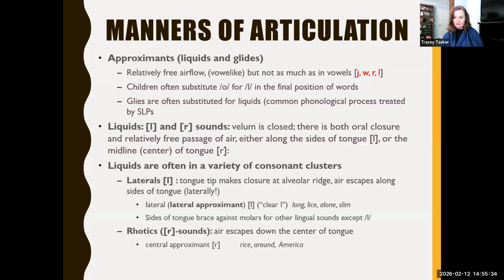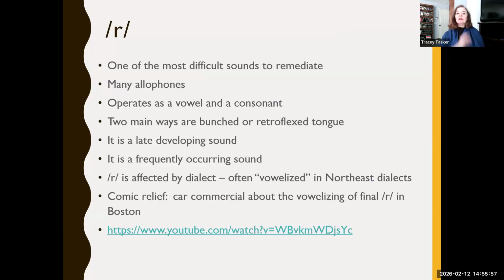The rhotic liquid is the R sound, in rice, around, America. We're going to talk about this sound in a minute because it is the most commonly treated sound for kids who are in speech therapy at school age. It is very difficult to remediate. There are many different versions of how you can make this sound. We know from vowels that we have rhotic vowels, right? So that can be confusing.